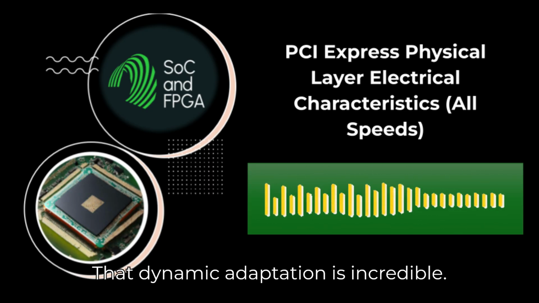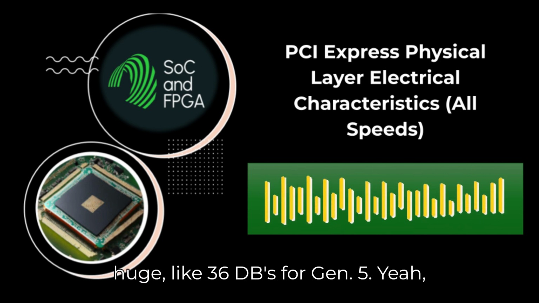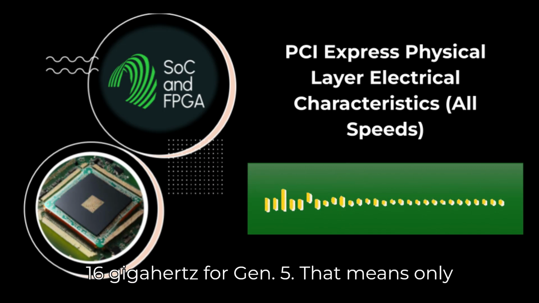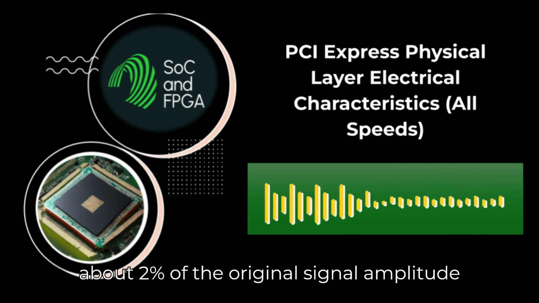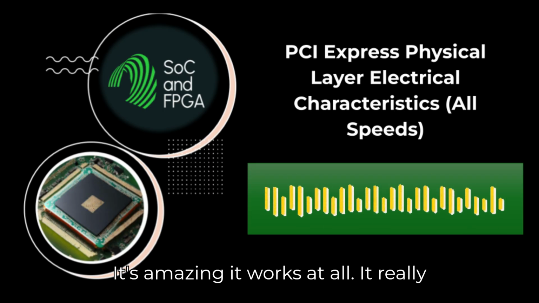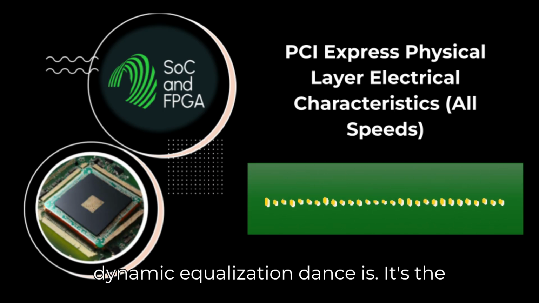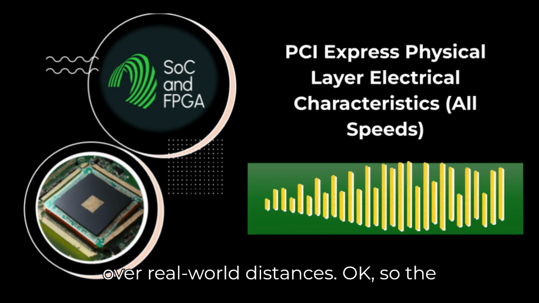That dynamic adaptation is incredible. And you mentioned the channel loss can be huge, like 36 dB for Gen 5. Yeah, 36 dB loss at the Nyquist frequency, 16 gigahertz for Gen 5. That means only about 2% of the original signal amplitude might actually reach the receiver. 2%? It's amazing it works at all. It really underscores how critical this whole dynamic equalization dance is. It's the key to making those speeds achievable over real-world distances.